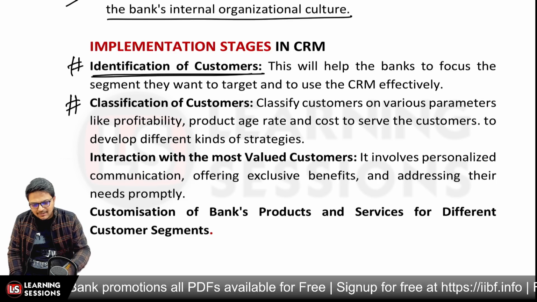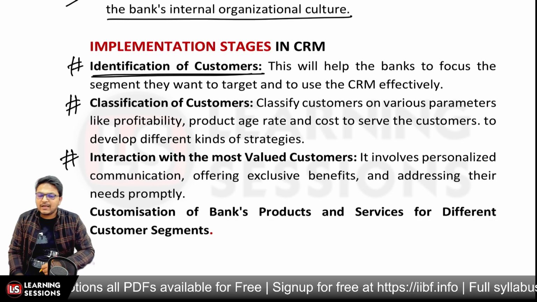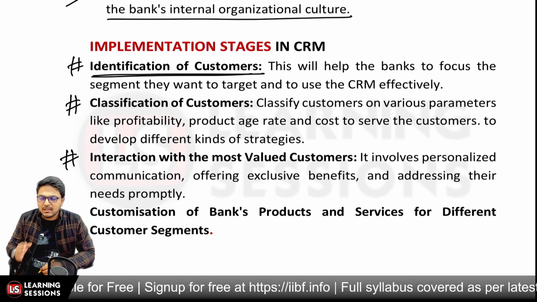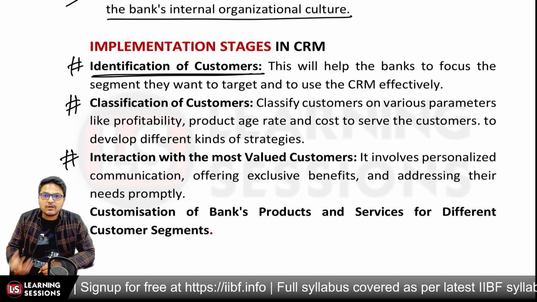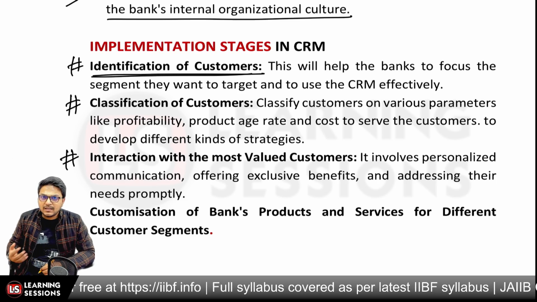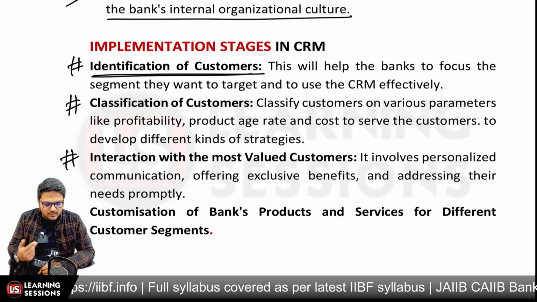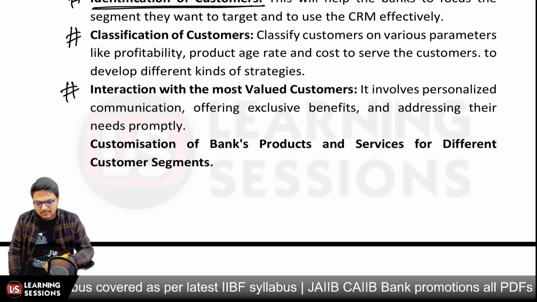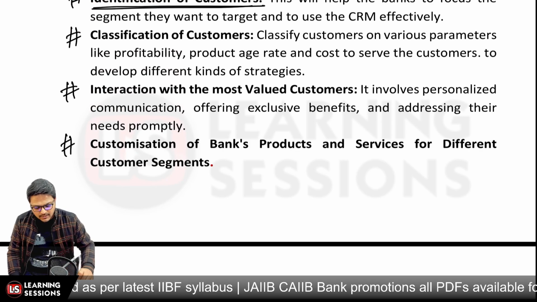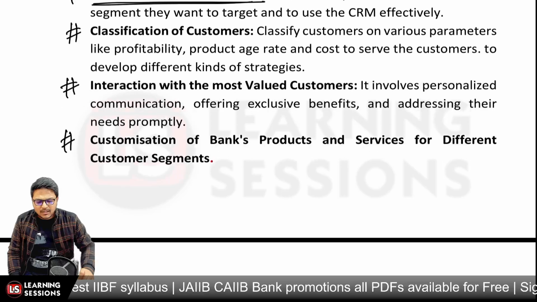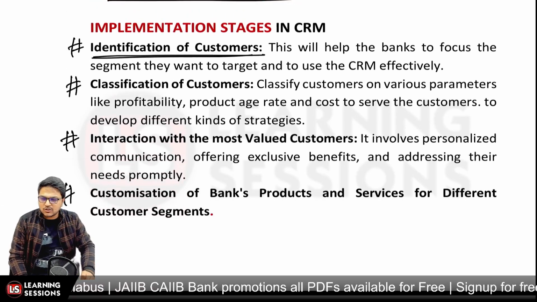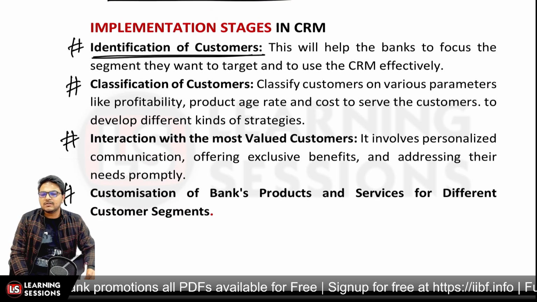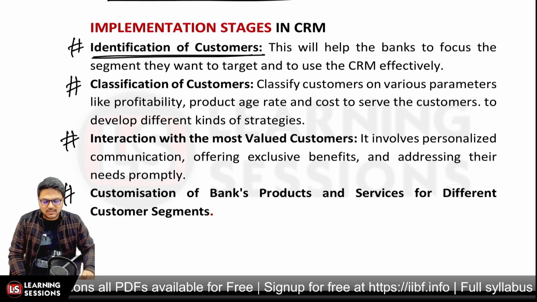And also we must interact with the most valued customers. If a customer is very valuable to me, we can have personalized communication with the person. We can offer them some specific exclusive benefits. We can address their needs promptly. That's how we're going to interact. And further, customization of the bank's products and services for different segments, like we can give them tailored products and personalized behavior, right? So these are the implementation stages in CRM. That's first identification of customers, then classification of customers, then interacting with the high valued customers, and further customization of the bank's products and services for those customers, right?